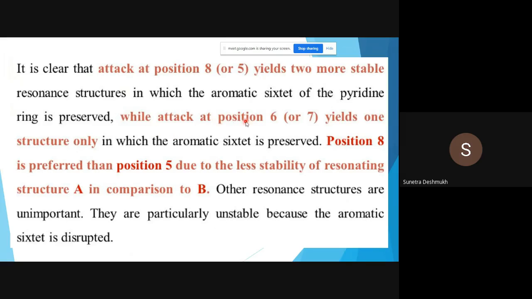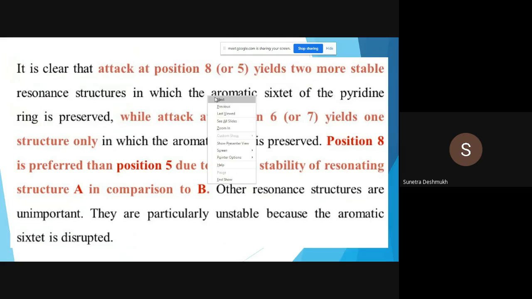So while attack at position 6 or 7 yields only one structure in which the aromatic state is preserved, position 8 is preferred over position 5 due to the lower stability of resonance structure A in comparison to B. Other resonance structures are unimportant. They are particularly unstable because the aromatic state is disrupted. Okay, so the summary is that electrophilic substitution occurs at the 8th or 5th position, not in the pyridinyl ring but in the benzenoid ring.